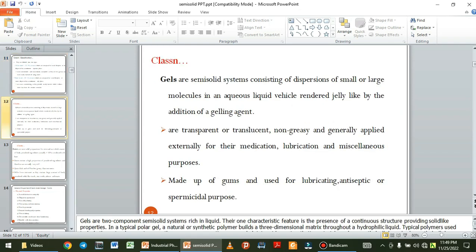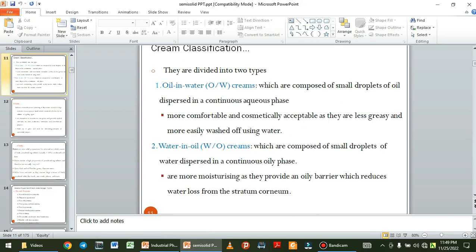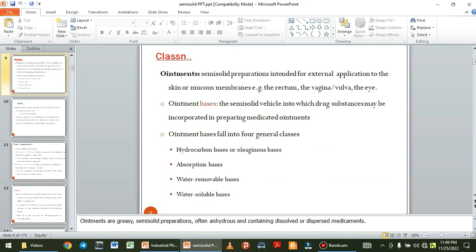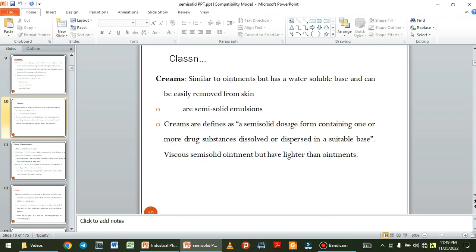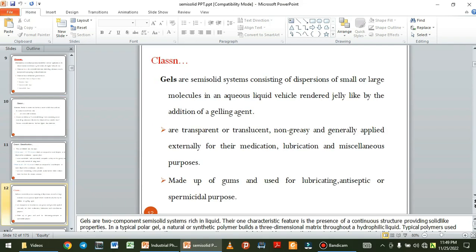Next is gel. Gel is also a semi-solid, like the others. It consists of a dispersion of small or large molecules in an aqueous liquid vehicle. See the difference: for an ointment, the base is oleaginous bases or hydrocarbon bases like hard paraffin and soft paraffin, which are more lipophilic and oily. For cream, the base is a water soluble base. For gel, we use an aqueous liquid vehicle. Aqueous means watery, a water vehicle rendered jelly-like by the addition of a gelling agent.